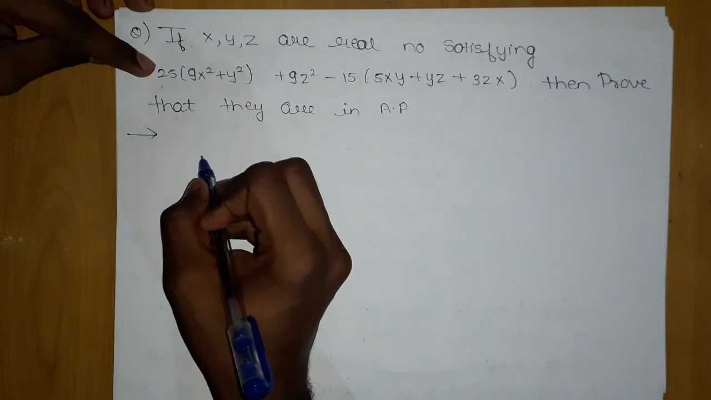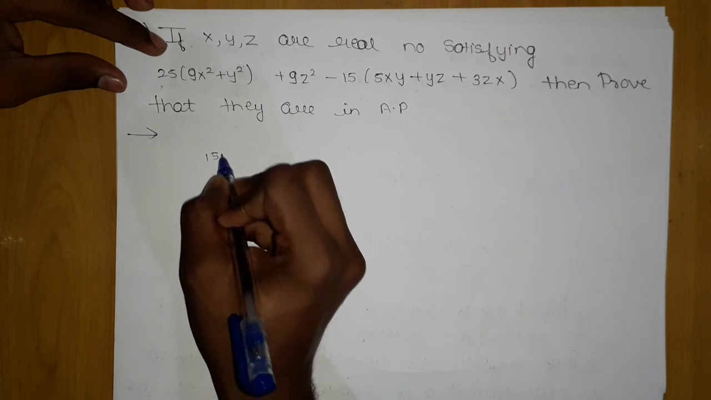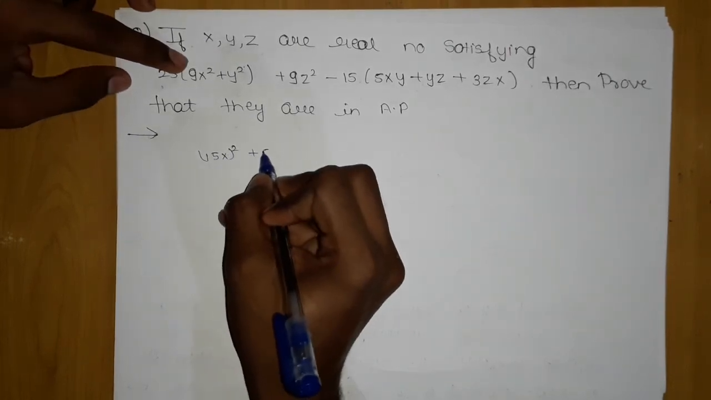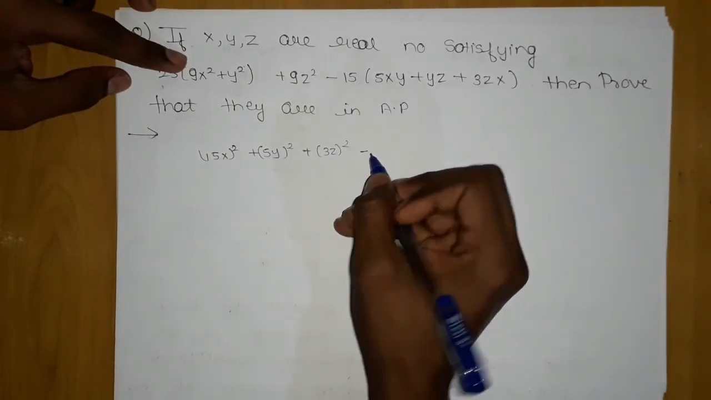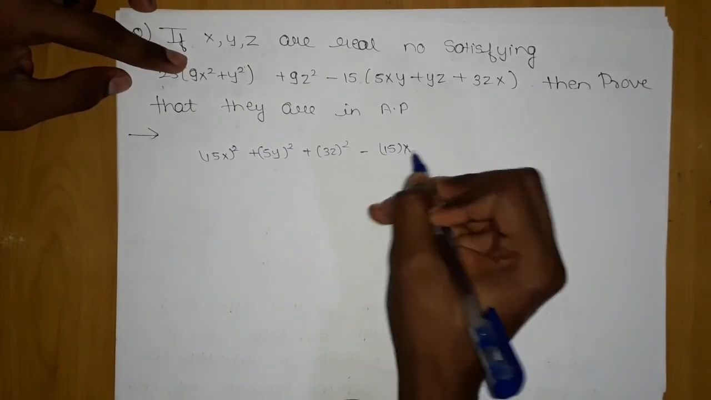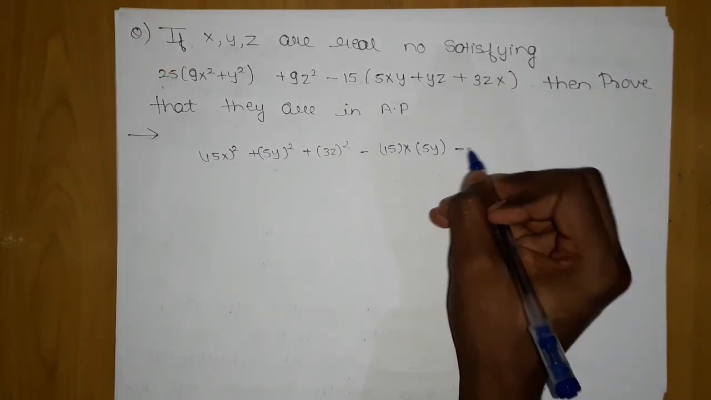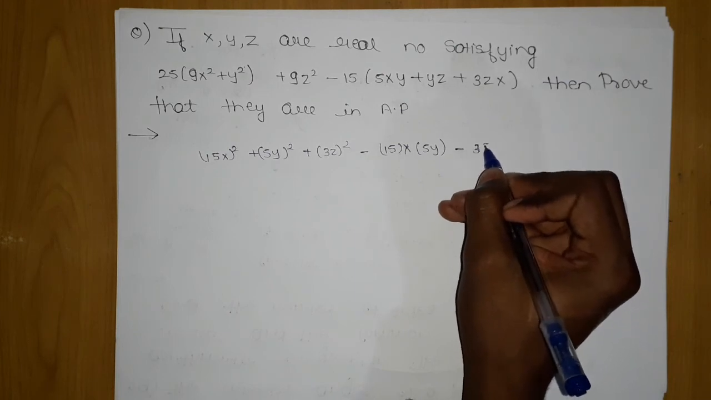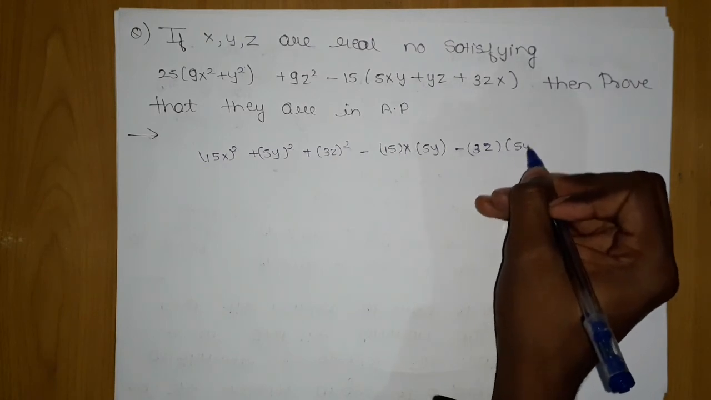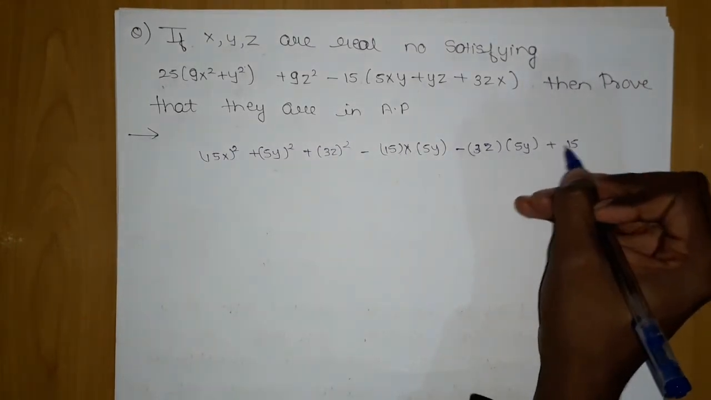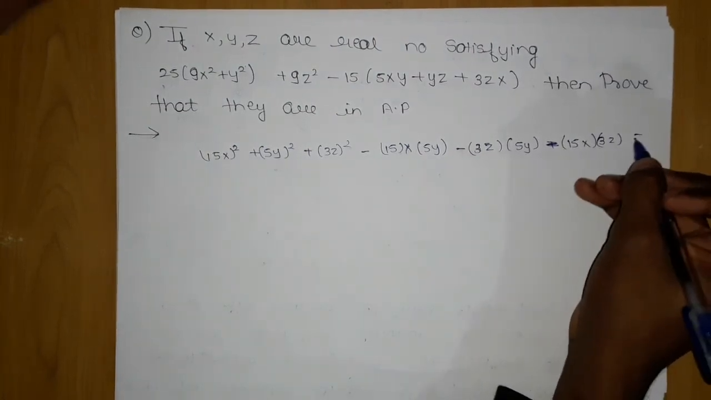Now here if you see properly, if I write 25 into 9, which is nothing but 225, I can write it as 15x the whole square, and this I can write as 5y the whole square. This is nothing but 3z the whole square. This is a manipulation thing. Then 15x into 5y. Similarly here I can write 3z into 5y, and here I can write 15x into 3z.